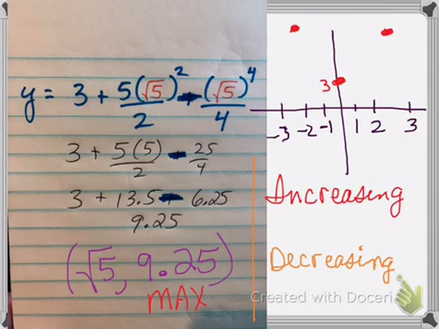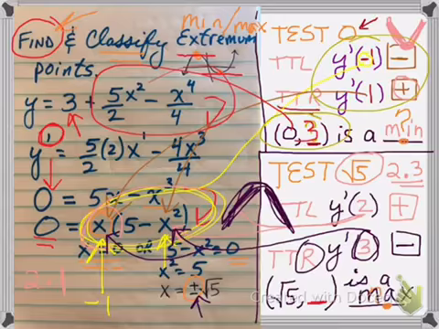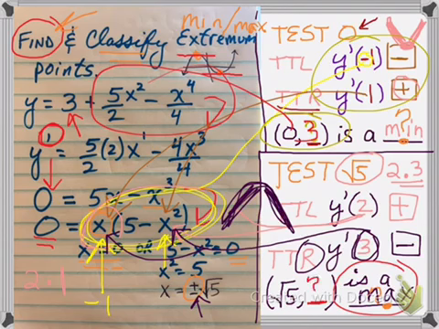So if I want to know what the maximum point is, or what the y value is at square root of 5, square root of 5 is what I just found in the very first slide. I've already classified it. I know that it's a max, but I did not know what the y value is. So now if I plug in square root of 5 here and here, I end up getting 9.25. And I already know that it's a maximum point because I classified it here. I just want to know what the y value is. It's 9.25.